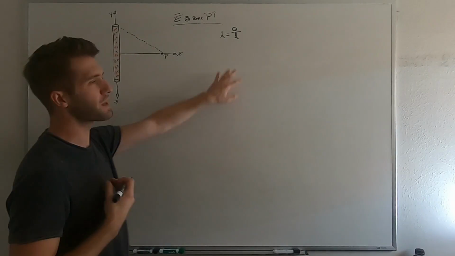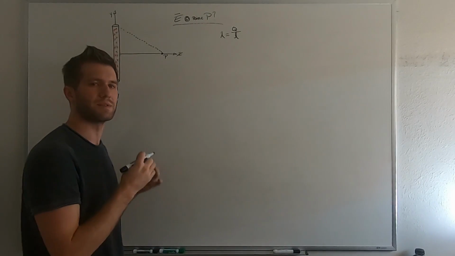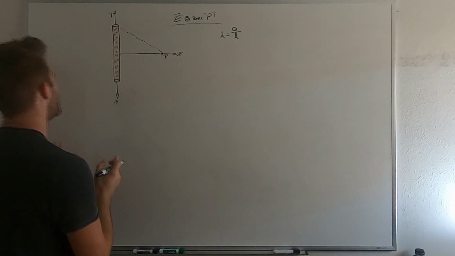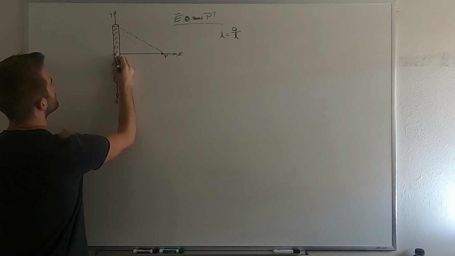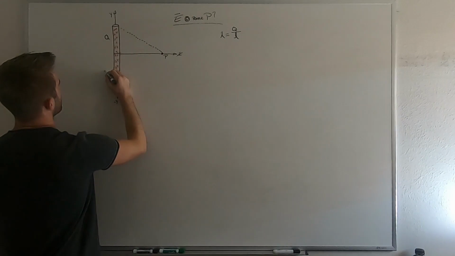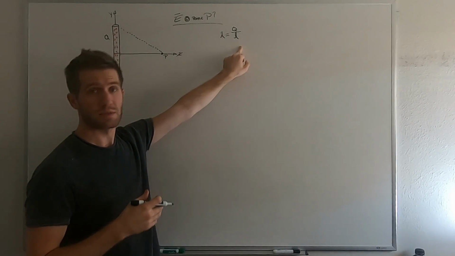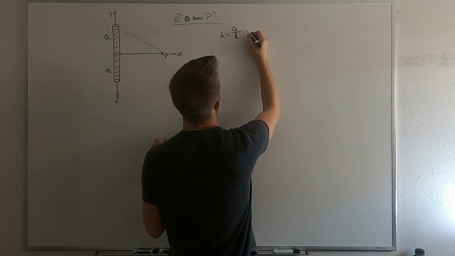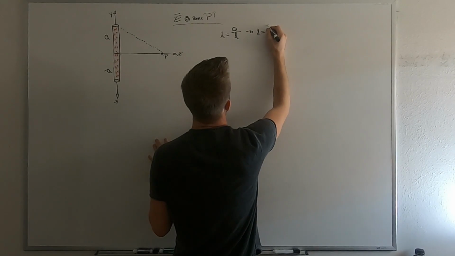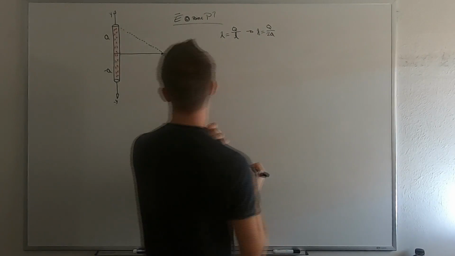Okay, so we're going to use this, but we're going to change the notation just a little bit, and you'll see why that becomes relevant later, but it might not seem that way right now. So for now, we're going to split this in two, and we're going to call each segment A. So that's A, it's negative A, right? Okay, so we're changing L to 2A, so that's going to give us lambda is equal to Q over 2A. All right, so we have that.